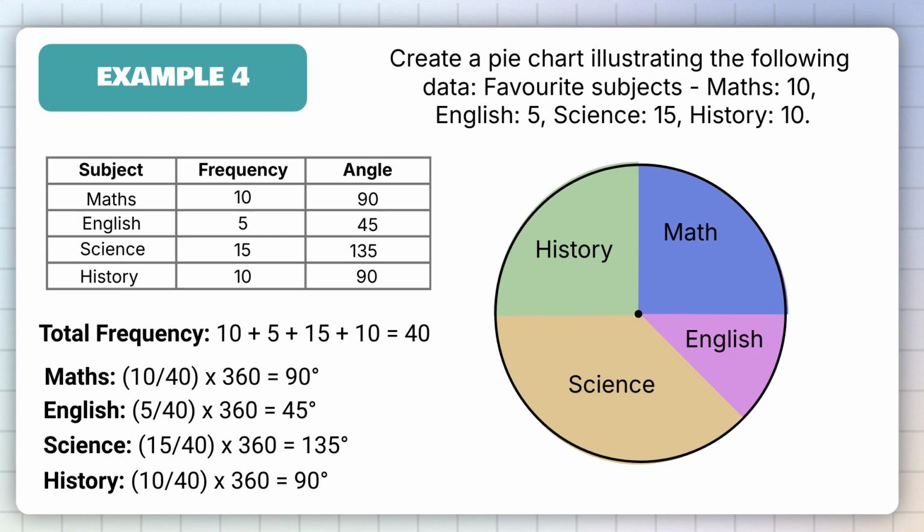Through these examples, you can see how to tackle typical GCSE questions involving histograms and pie charts. Practicing these skills will help you visualize and interpret data more effectively.